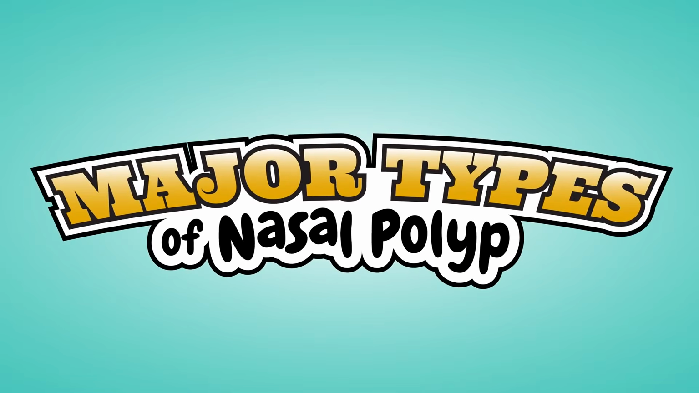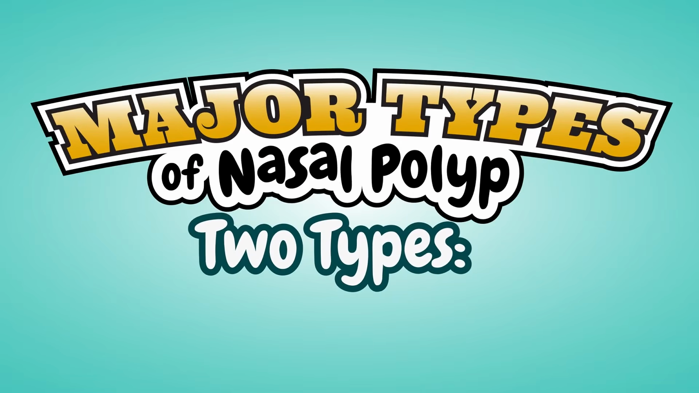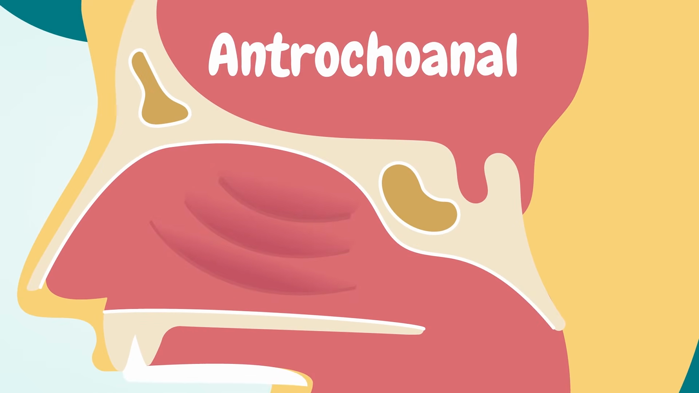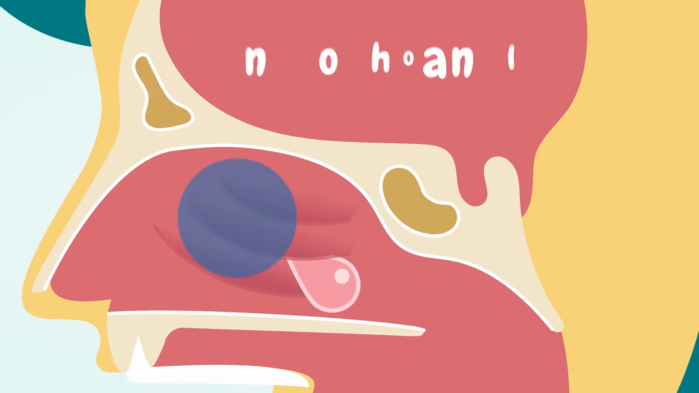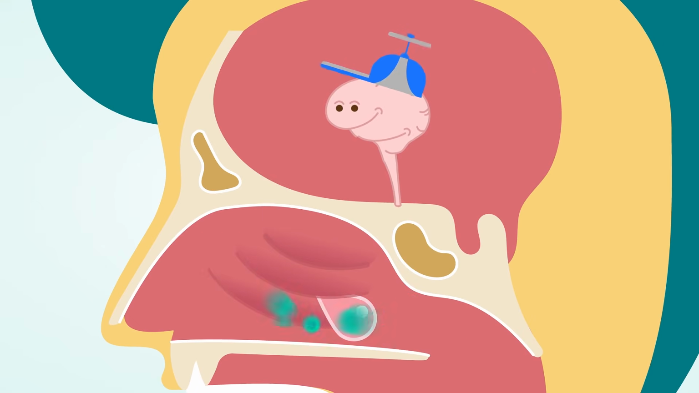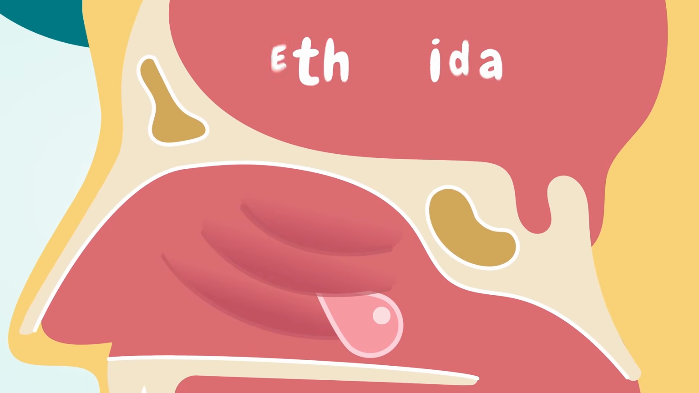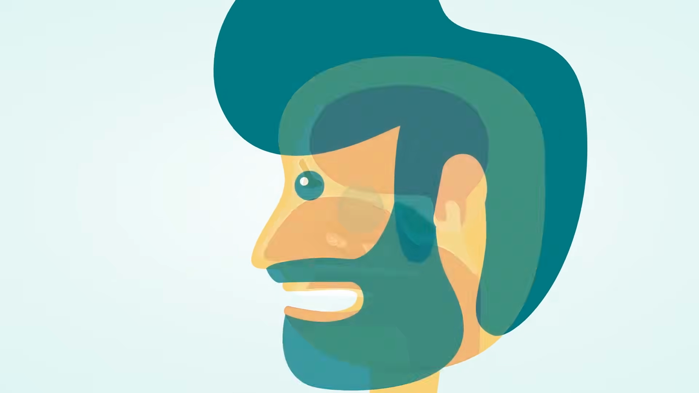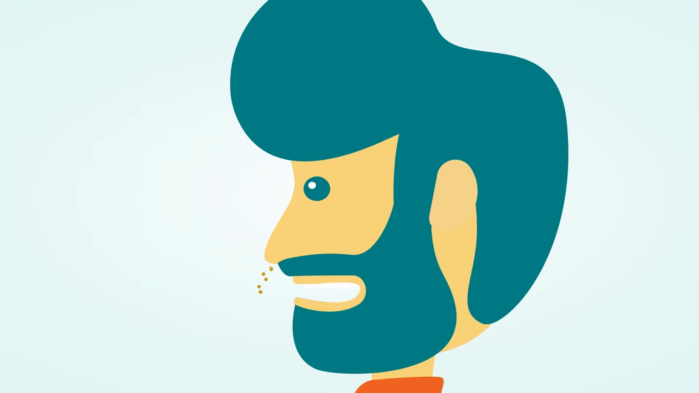What are the major types of nasal polyp? There are 2 major types of nasal polyp. 1. Antrochoanal, single, unilateral. Originate from maxillary sinus, usually found in children. Infection is the common cause. 2. Ethmoidal, bilateral, originate from ethmoid sinuses, usually found in adults. Allergy is the common cause.